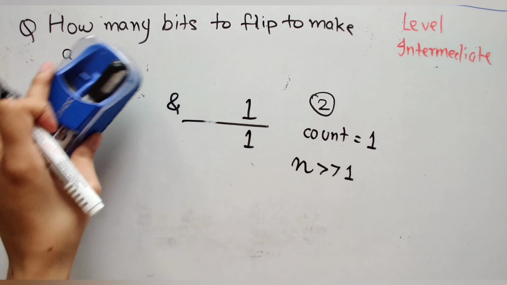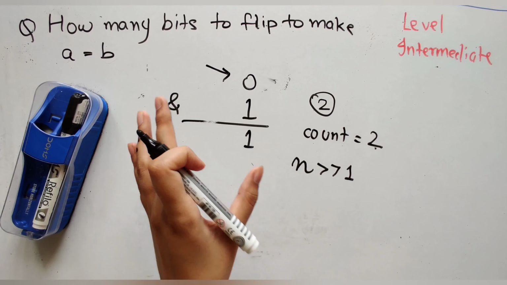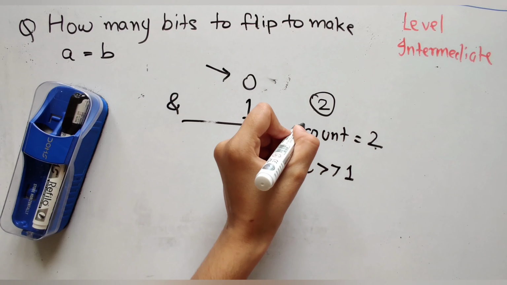Again, I do a right shift. Again, I'll get 1, so my count becomes 2. Again, I do a right shift, the number becomes 0. When the number becomes 0, you can stop. So this is going to give you how many bits are set in a binary representation, and we can return the answer.